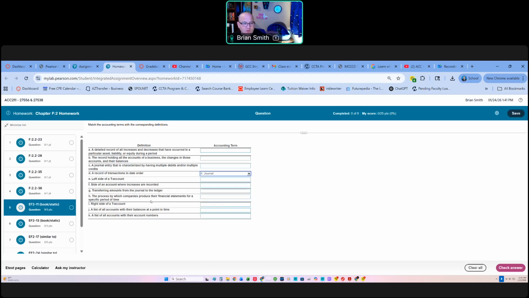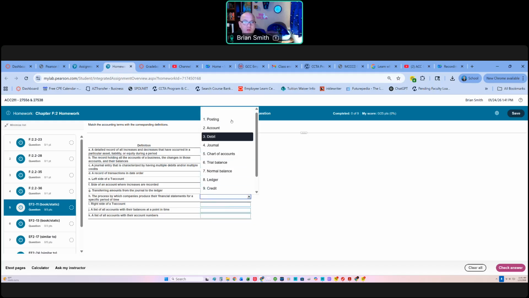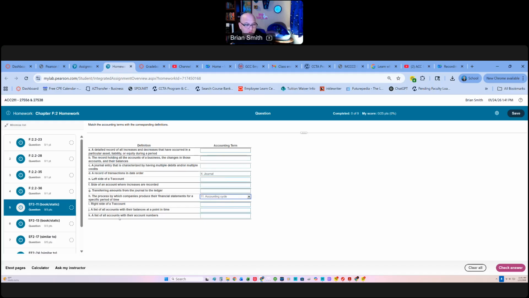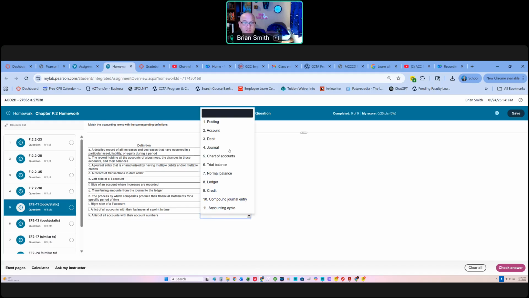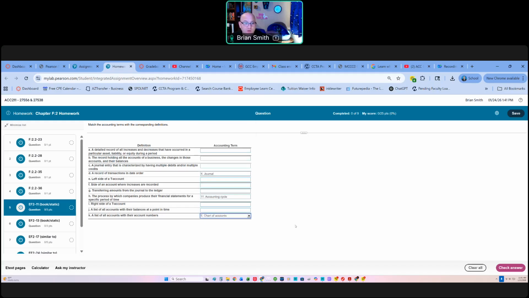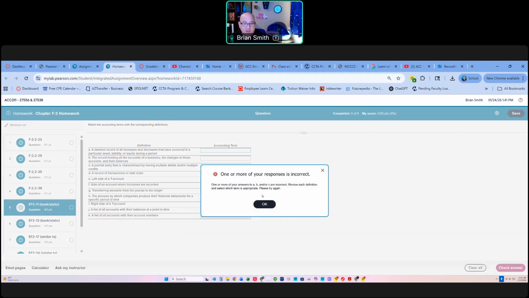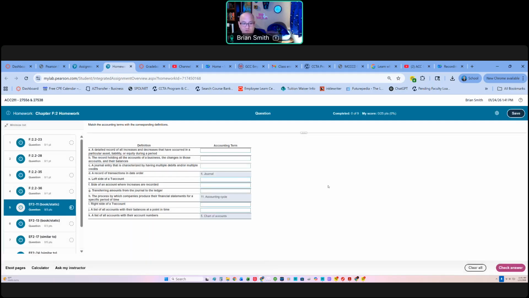The process by which companies produce their financial statements for a specific period of time is the accounting cycle. List of accounts with their account numbers. That's the chart of accounts. Let's give our answer a check there. Looks like we got those three good. So all you're doing here on this one is just checking the matching terms with what they are over here.